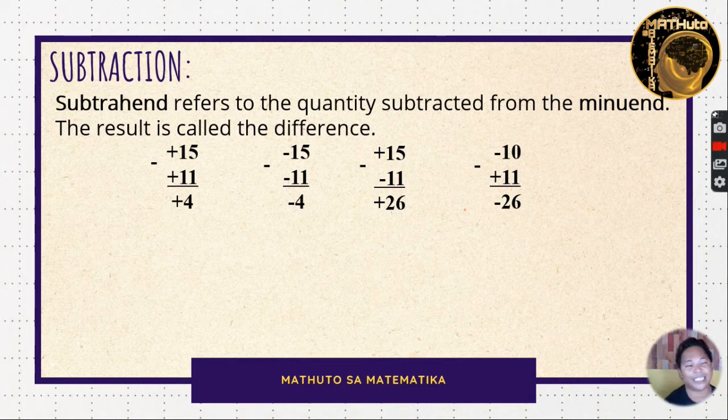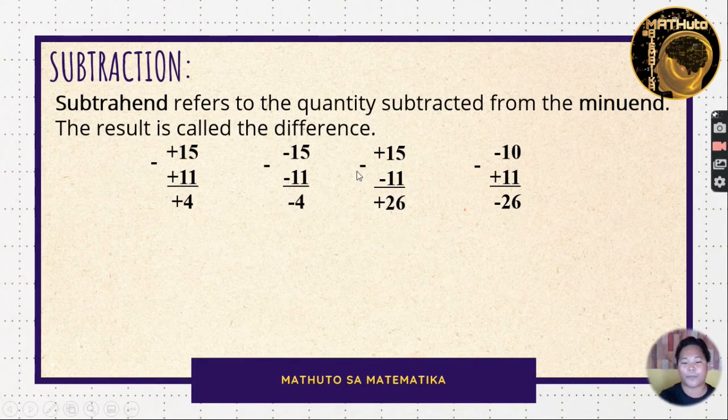So, sabi ko kanina, in determining the sum, kapag magkaiba po yung ating sign, we subtract and we copy the sign of the bigger number. So, in this case po, yung negative 11 magiging positive 11. So, negative 15 plus 11 is negative 4, since 15 is bigger than 11. And the sign of 15 is negative.